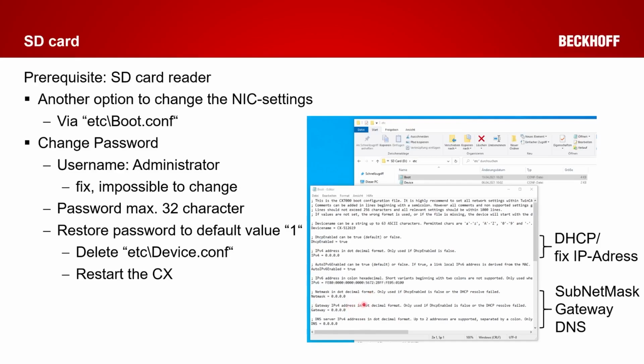You can change the subnet mask, gateway, and DNS. Also, you can restore the password to 1 if this is necessary. Therefore, you have to delete the file device and restart the CX with the SD card.